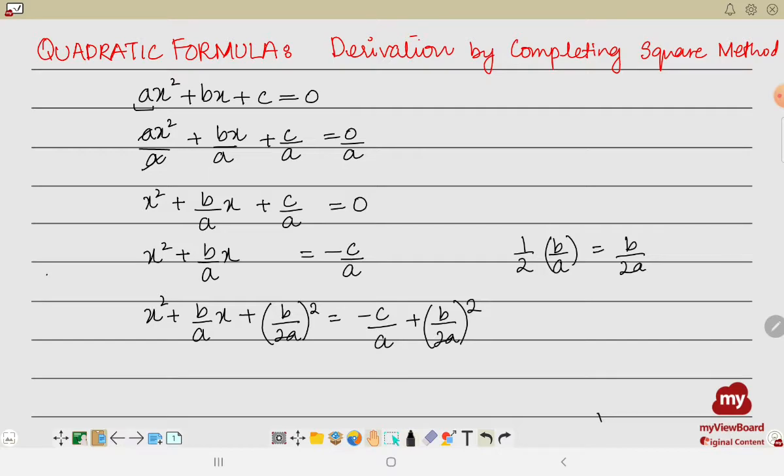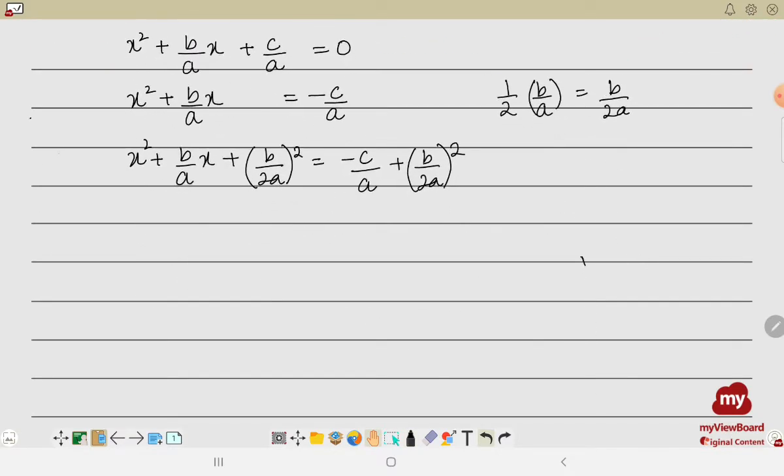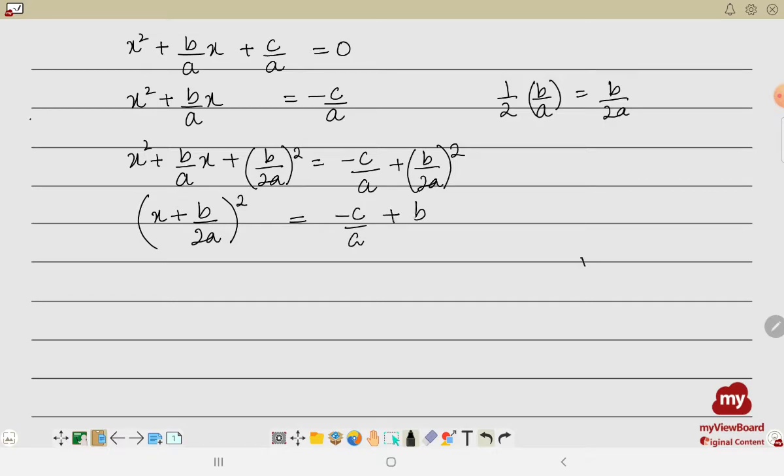Now on the left hand side of the equation, we have to complete the square, and it will become x plus b by 2a whole square. And on the right hand side of the equation, we have to simplify it. We'll get b square over 4a square, and we'll further simplify it. Since we are having 4a square as the LCM, we'll take the LCM.